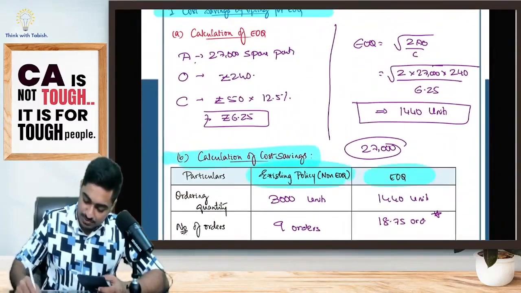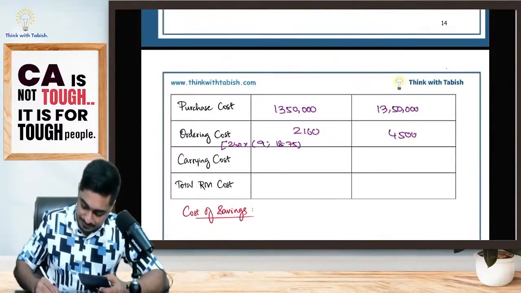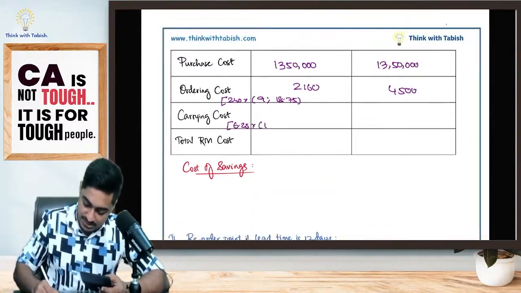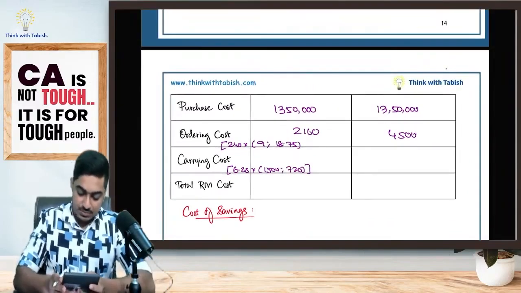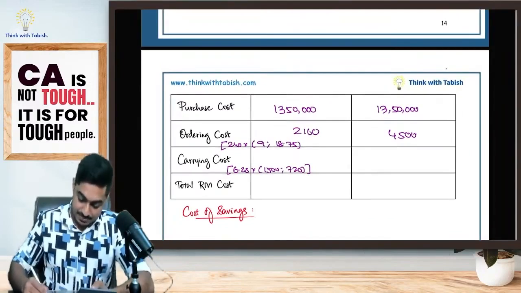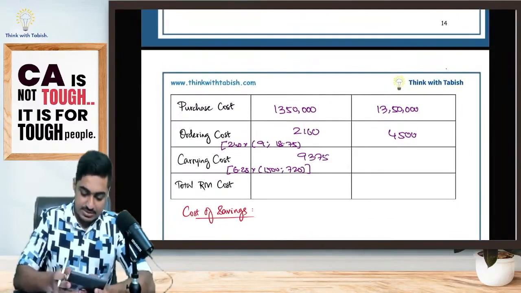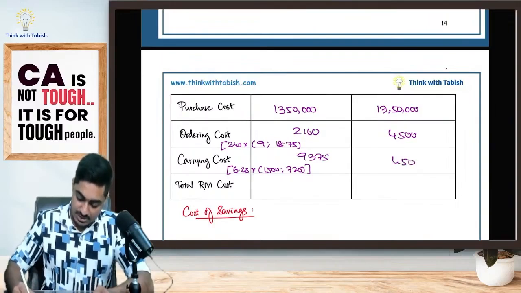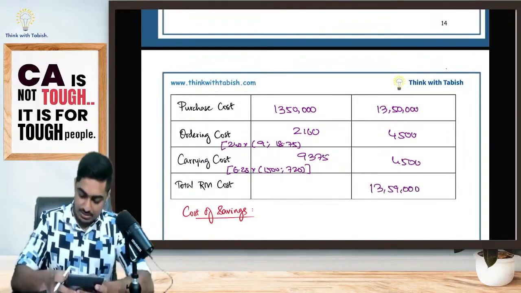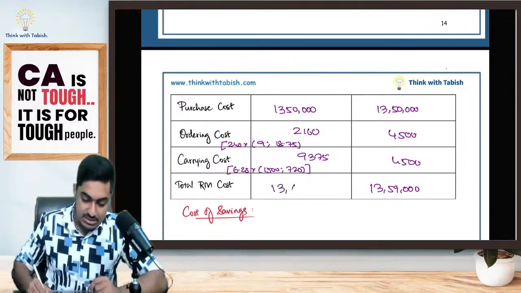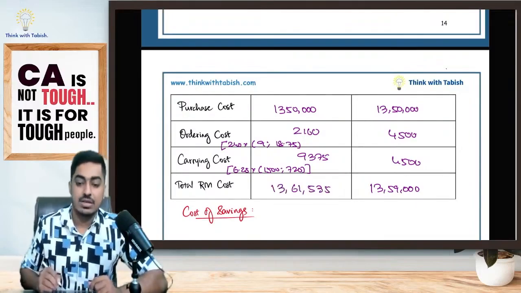Carrying cost is carrying cost per unit per annum, which is 6.25, into average inventory. 6.25 into 1,500 is 9,375, and 6.25 into 720 is 4,500. That means what is my total cost? 13,59,000. And 13,50,000 plus 2,160 plus 9,375 is 13,61,535. Yes or no, everyone?